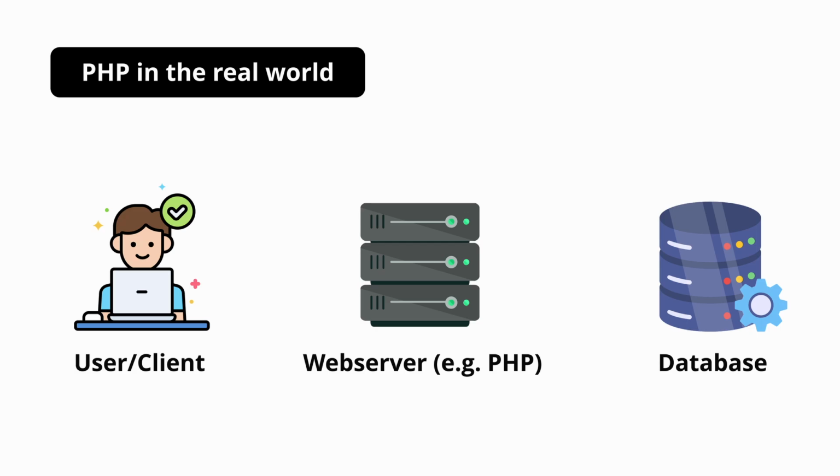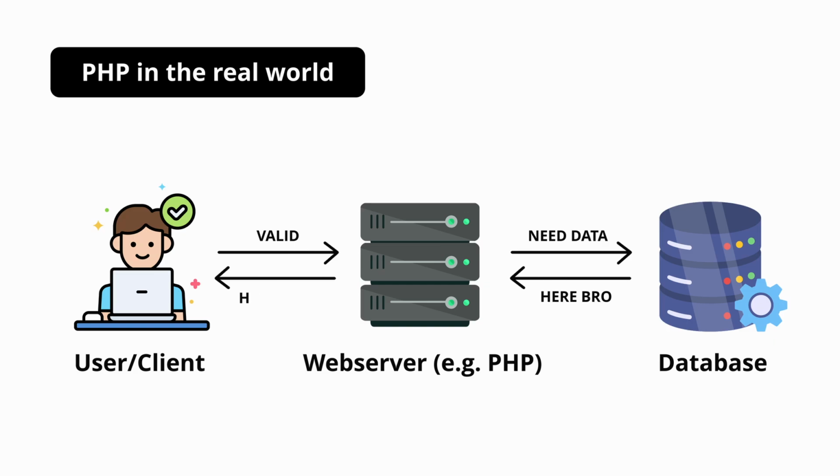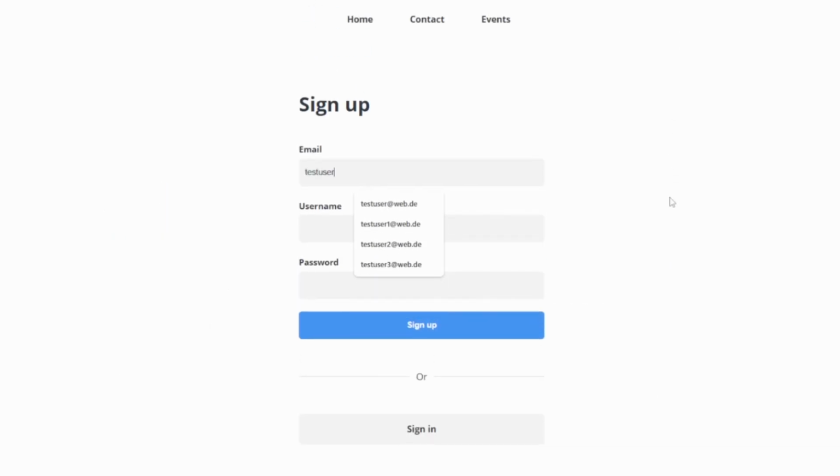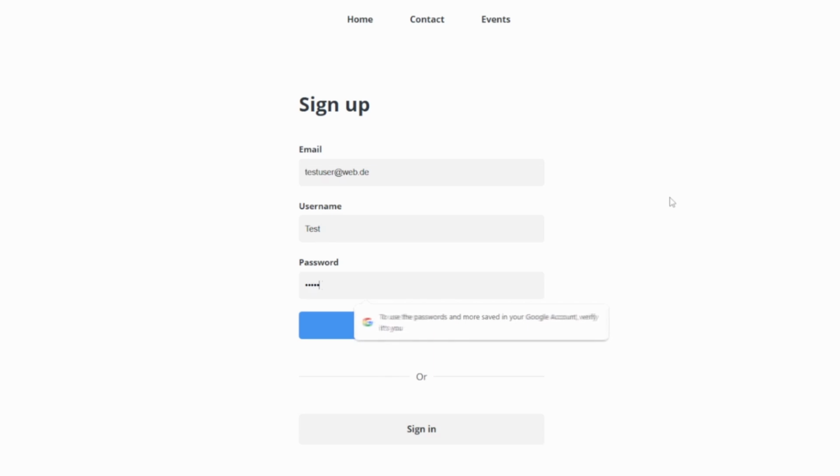If the user's request is valid though, PHP retrieves the necessary data from the database, generates the HTML, CSS and JavaScript for the page, and sends the final result back to the user's browser, so the user can see it. And the browser only receives the finished web page. It never sees any of the PHP code running behind the scenes.